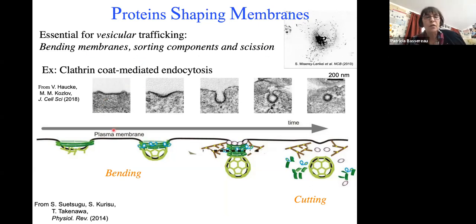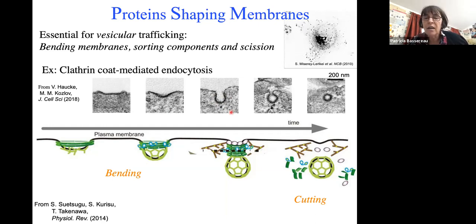So here what we have is the beginning of the process at the plasma membrane, and we have the clathrin coat which starts to form, and you can see that gradually, when the coat is forming, many proteins are recruited at the neck here of the bud. You can see that the membrane is more and more curved here. And at the same time, you have the neck, which is more and more pinched.